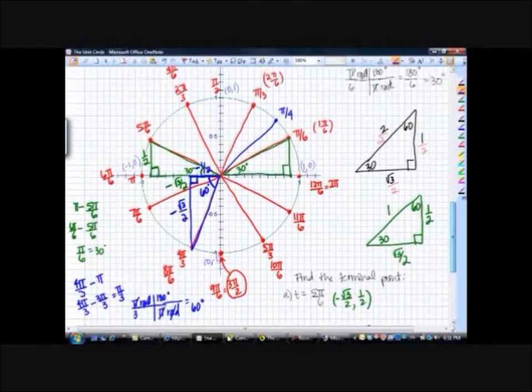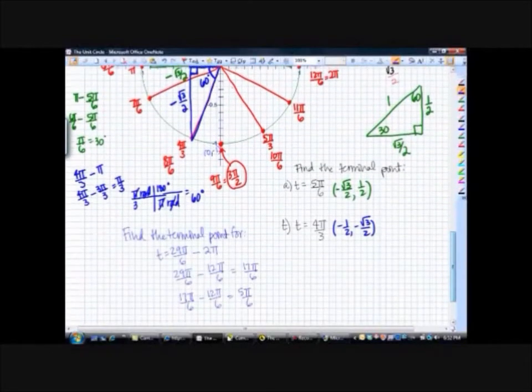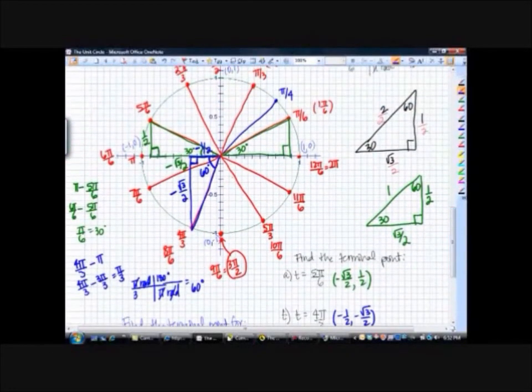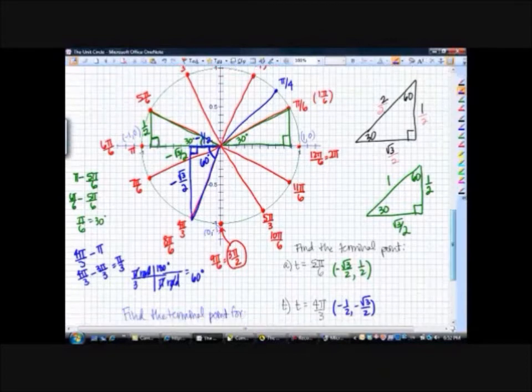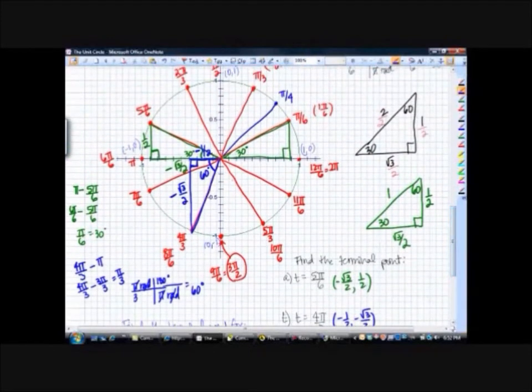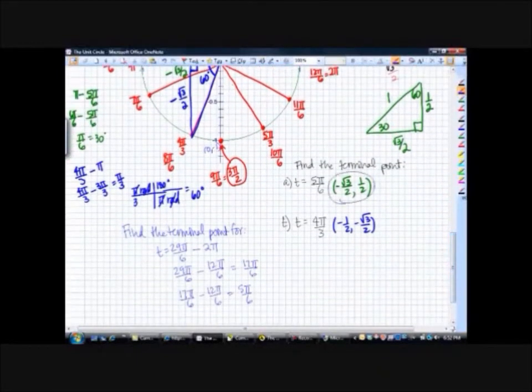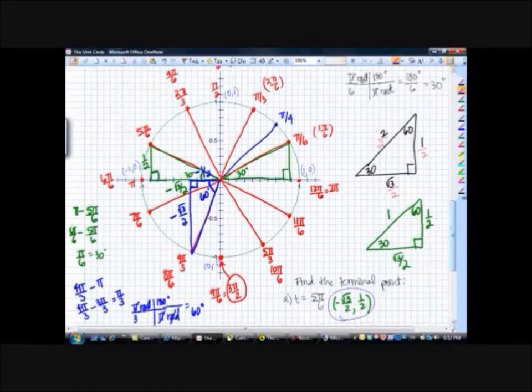We know that 5 pi over 6 is in quadrant 2. Thankfully, do you see that we've already even found the terminal point at 5 pi over 6? So the terminal point for 29 pi over 6 is the same as 5 pi over 6 because they land in the same location. Does everybody see that? So the terminal point is going to be the same thing as here: negative root 3 over 2, comma, 1/2, because that lands in the exact same place that 5 pi over 6 lands.